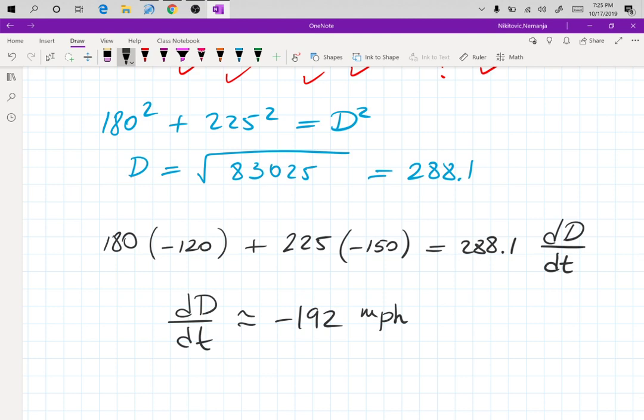So in this case, the distance is decreasing by 192 miles per hour, and because of the word decreasing, there is a minus there. If the stuff is decreasing, answers are negative. And I say stuff: length, area, volume, whatever we are talking about, if it's decreasing, it's negative.